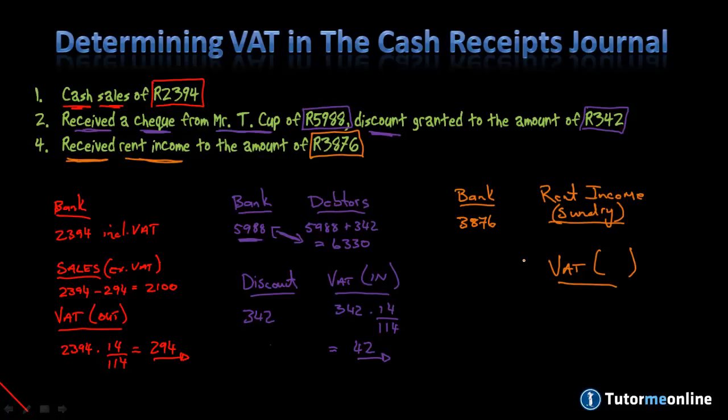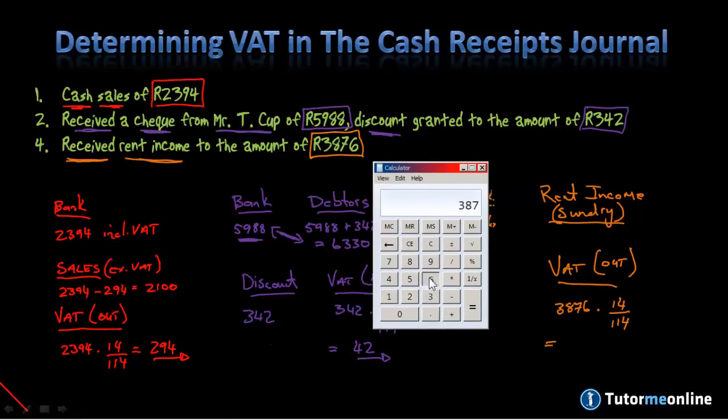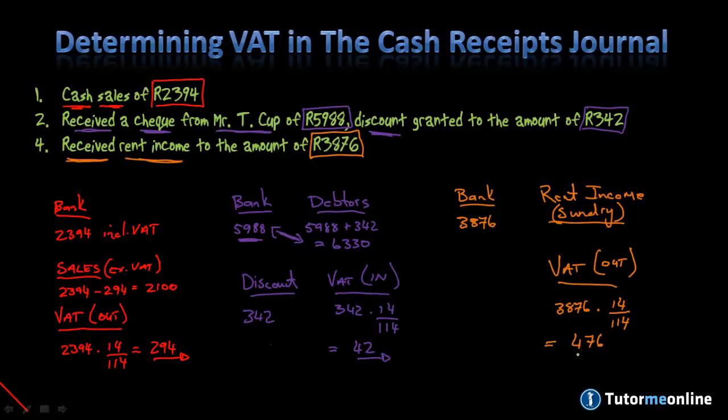Our VAT amount, we need to figure out, was this VAT input or was this VAT output? Because we were rendering a service, we were adding value to the service of somebody renting a building from us. Because we are adding the value, this is of course VAT output, and the VAT output is on the amount of 3876. So we'll multiply that with our formula. 3876 multiplied by 14 divided by 114. And that says that the VAT portion was 476 Rand.